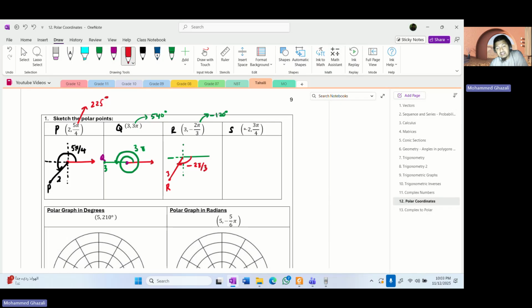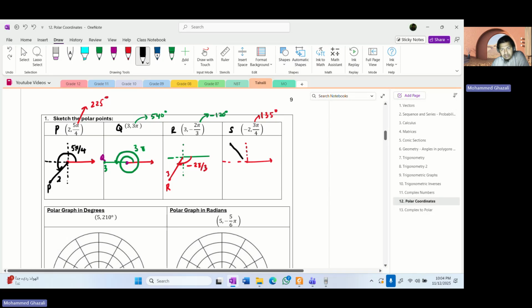Let's look at the next point, S. Now the radius is negative 2, and the angle is 3 pi by 4. 3 pi by 4 means 45 degrees times 3, which is 135 degrees, right? So there's my polar axis, and 135 degrees is somewhere around here, past the 180 line. So why did I draw broken lines? Because I want to locate the point S. You can draw this solid line here, no issues. But now this is 3 pi by 4, okay?